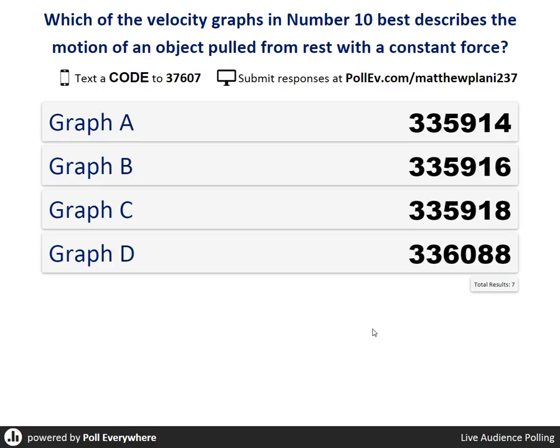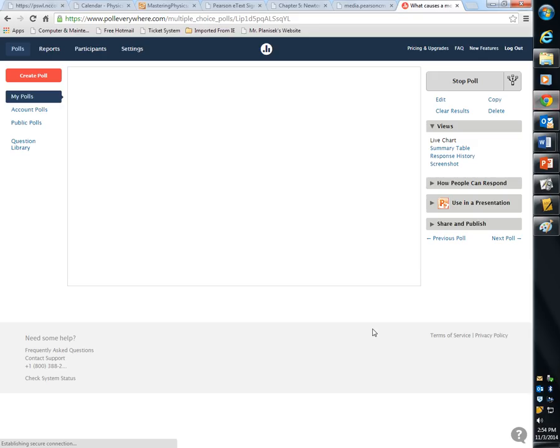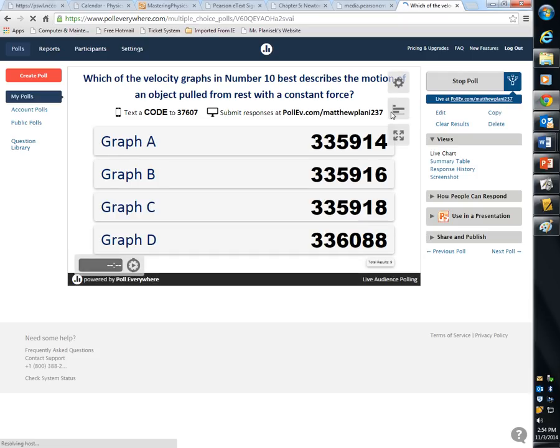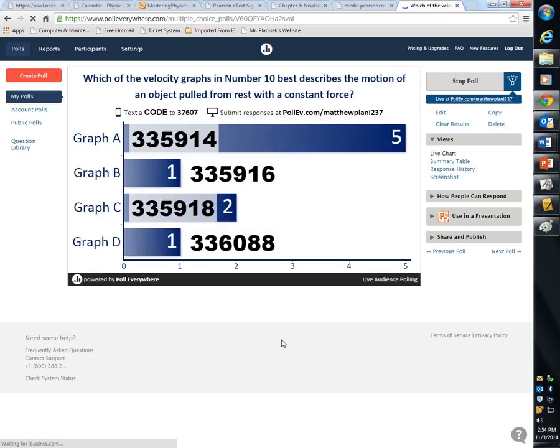So it's a little better than what we did. All right, so the key to this question is, constant net force means what? Constant acceleration, right? First, let me show you the results. The correct answer to this question is graph A. Graph A is the correct answer to represent motion of an object pulled from rest with a constant acceleration.